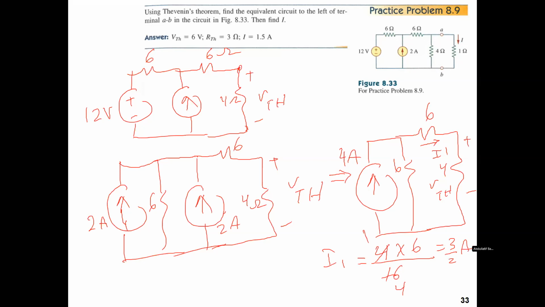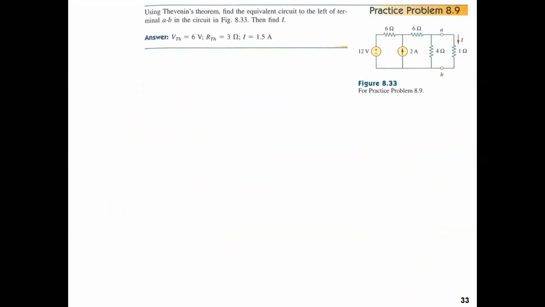Then we need to find VTH. So VTH would be 3 over 2, the current, multiplied by the resistance 4, which is the resistance that VTH is across. Okay, so that will be 6 volt. Again, same result as the previous one. Okay, now RTH is very simple. So let's do it.